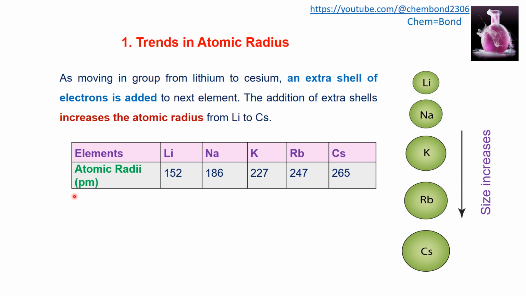Atomic radii in picometers are given in the table. 152 for lithium, 186 for sodium, and 227, 247, 265 are for potassium, rubidium and cesium respectively. So the trend is that cesium will have a larger atomic radius as compared to rubidium, and rubidium more than potassium. Potassium will have more radius than sodium, and lithium is present at the lowest point.